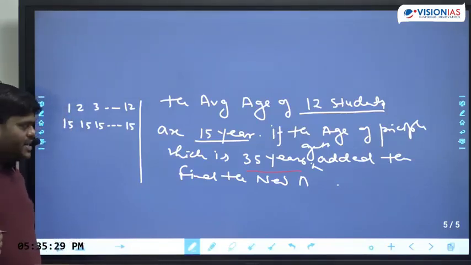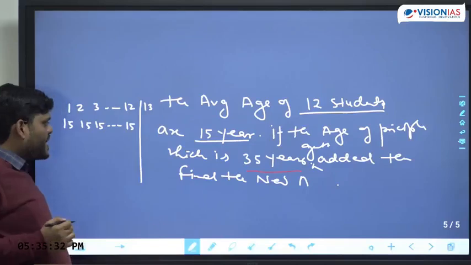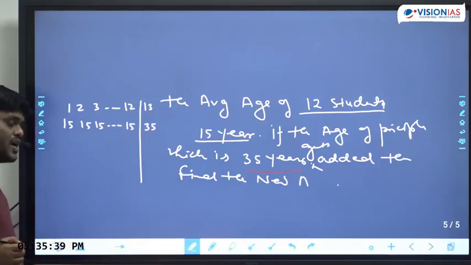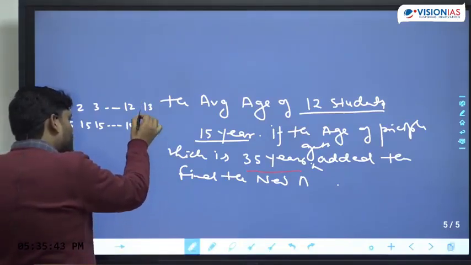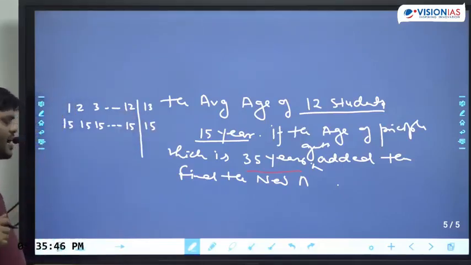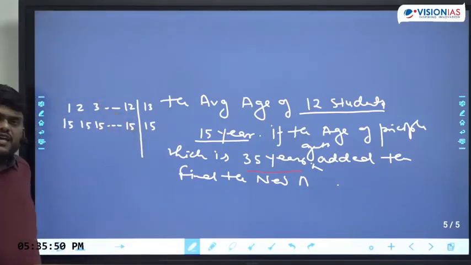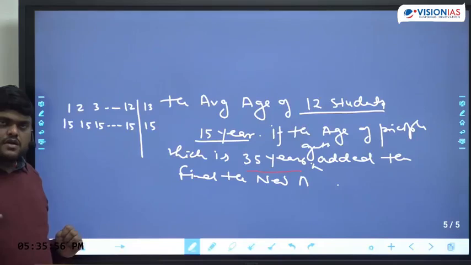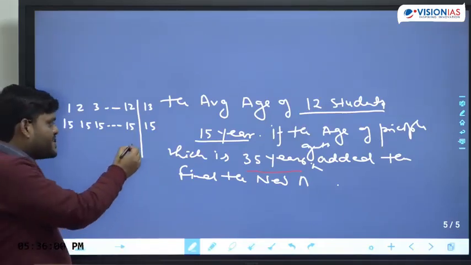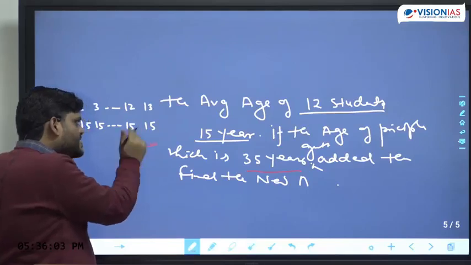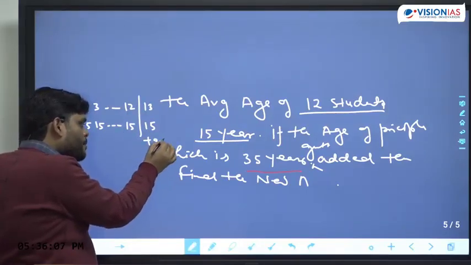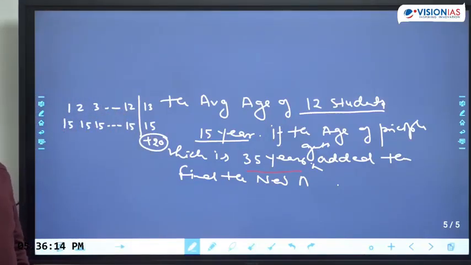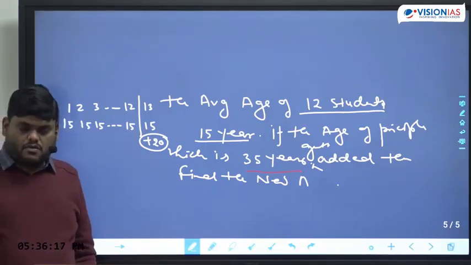Now the 13th person will come, the principal's age will be added, that is 35. Now if the principal's age would be 15, there is no change in the average. But how much extra is the principal getting? Because the principal's age is 35, we can say that the principal has 20 extra value. Are we getting this point or not?